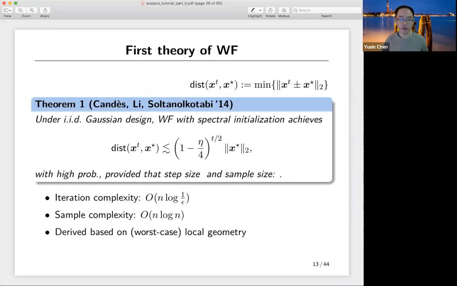Now the question is, if we examine this theorem, the good thing is that this is a polynomial time algorithm. The bad thing, however, is that the iteration complexity might still be somewhat large. This is not a dimension-free iteration complexity. Actually, it scales with the problem dimension. So maybe in practice, it's still a little large if you really want to deal with large-scale problems.